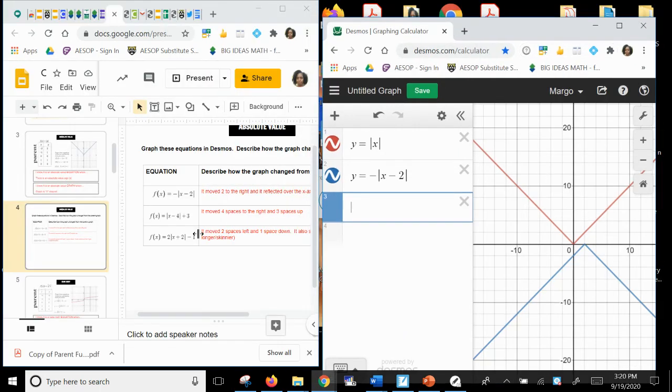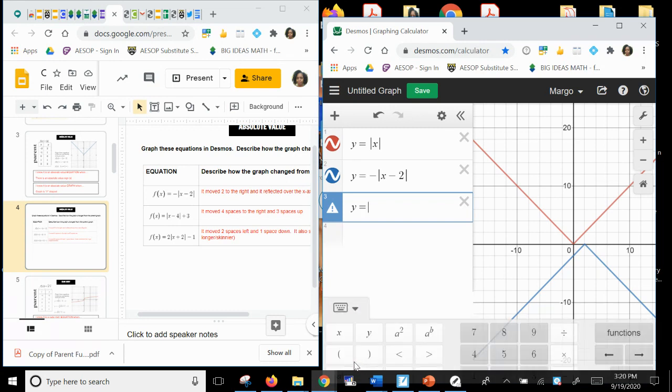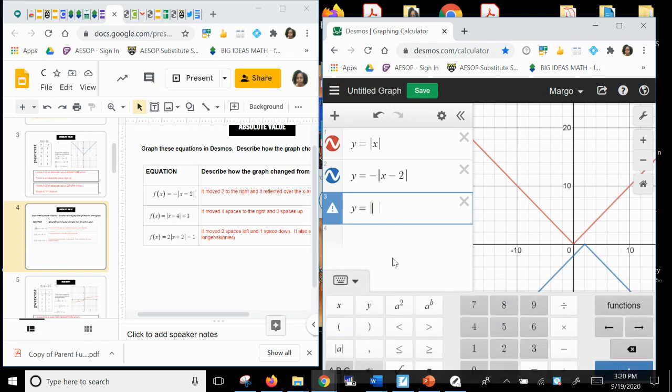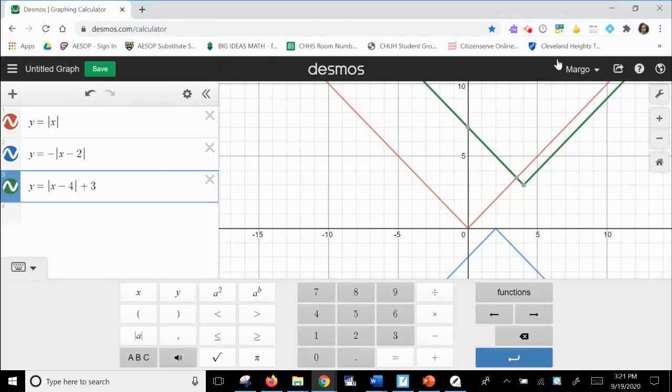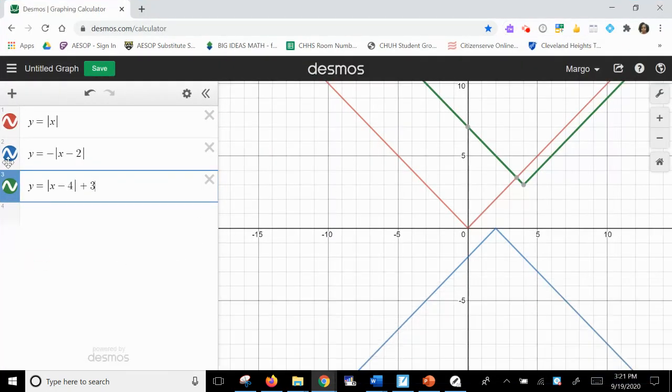I'll just do one more. I'm not going to do all of them. So absolute value of x minus 4 plus 3. So y equal, keyboard, absolute value. I want x minus 4. Then I'm going to click on the outside of the bars, and I'm going to put plus 3. So notice that here's the mama graph, and the bottom of the V is at 0. But this new graph moved to the right 4 and up 3.